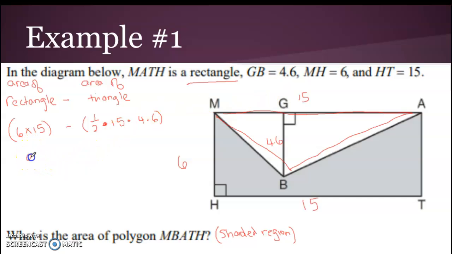15 times 6 is 90. Half of 15 times 4.6 works out to be 34.5. And then what I want to do is now go ahead and subtract, because remember, it's like me cutting that piece out. I only want the shaded piece. So when I subtract these, I get 55.5. No units were given, so we're just going to write the word units. And then it's area, so make sure you have the square. So the area of that shaded polygon, MBATH, is 55.5 units squared.